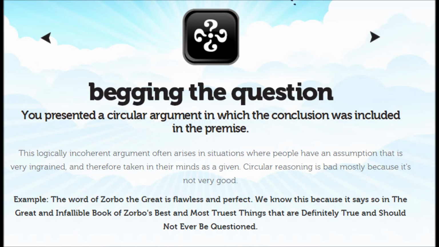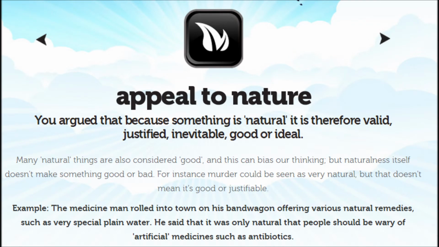21. Appeal to nature. You argue that because something is natural it is therefore valid, justified, inevitable, good or ideal. Many natural things are also considered good, and this can bias our thinking, but naturalness itself doesn't make something good or bad. For instance, murder could be seen as very natural, but that doesn't mean it's good or justifiable.